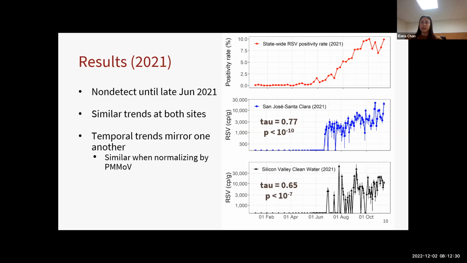And this temporal trend in the increase in concentrations mirrored the temporal trend in the rise of RSV positivity across the state. And this trend was also similar when normalizing by PMMoV. And so this correlation was assessed using the appropriate statistical tests. So specifically a Kendall's tau correlation test was conducted. And as you can see with the tau values and the p-values, the correlation between the wastewater concentrations and the statewide positivity trends was both positive and significant.